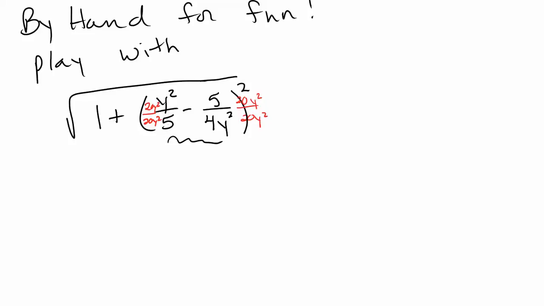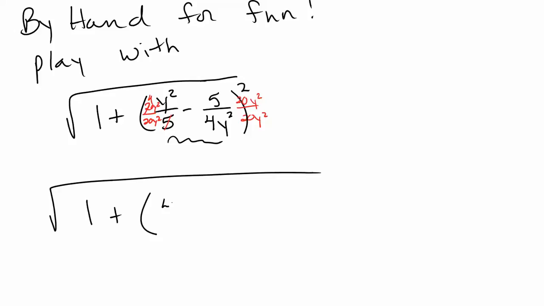You'll see that 5 goes into 20 4 times, so this is going to be just 4y to the 4th there, and 4y squared goes into 20y squared 5 times. So you end up with the square root of 1 plus, and then in this part you're going to have 4y to the 4th minus, so this 4y squared goes into 20y squared 5 times, so minus 25 all over the common denominator that you just looked at, which is the 20y squared, and that whole thing is squared.